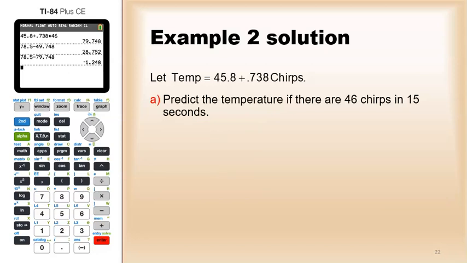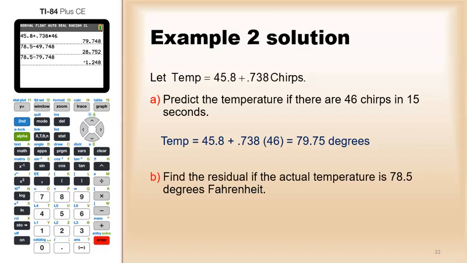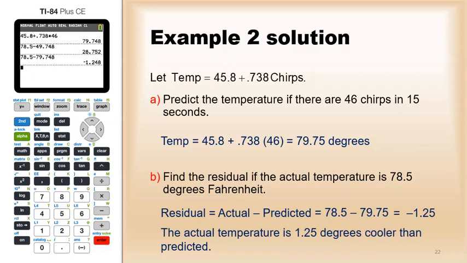So again, to make the prediction, you take the equation and replace the x value, in this case the chirps, with this 46. That comes out to be about 79.75 degrees. Find the residual if the actual temperature is 78.5. You take the actual minus predicted. So the actual value is 78.5. I subtract off 79.75. I get negative 1.25. That tells me the actual temperature is 1.25 degrees cooler than I would have predicted. So my prediction was high by about 1.25 degrees.